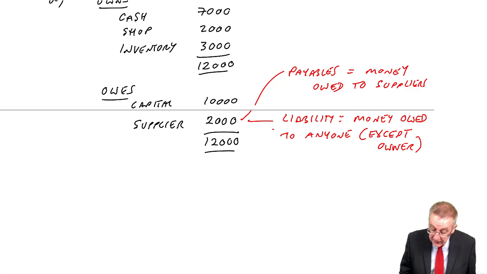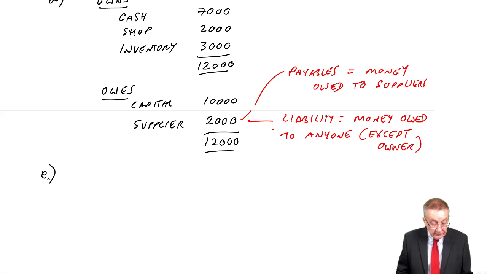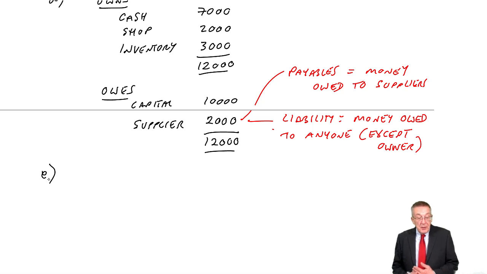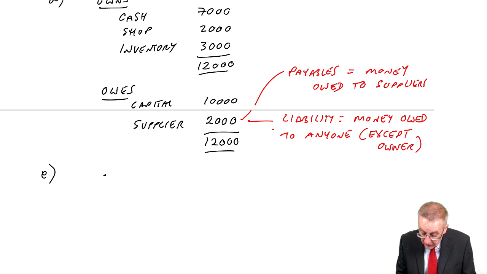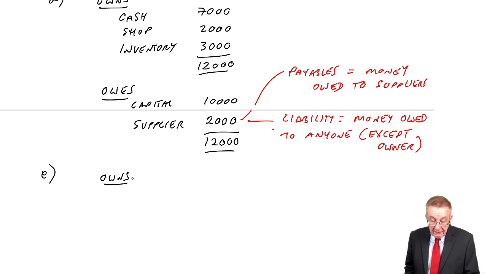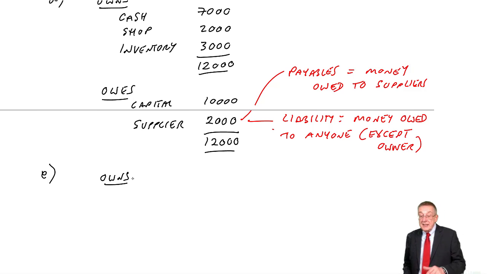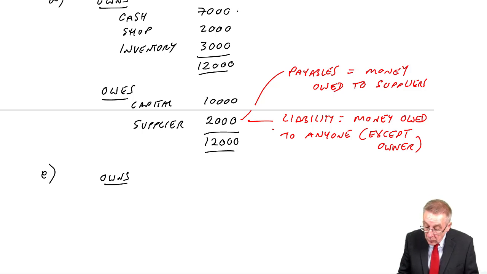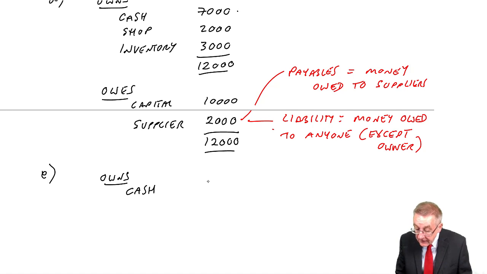Off we go. Where are we up to now? E. We buy a car for 3,000 cash. Now, if you're getting the hang of this, by all means, pause the lecture, do it yourself, fill it in yourself, and then check back. But what happens if we buy a car? First of all, what do we own? Well, we bought it for cash, so the first thing, of course, the first effect is that the cash reduces. It was 7. We've now paid out 3, so the cash has fallen to 4,000.